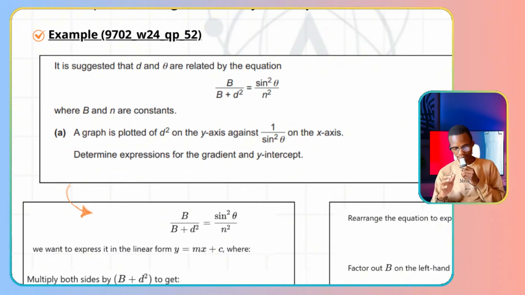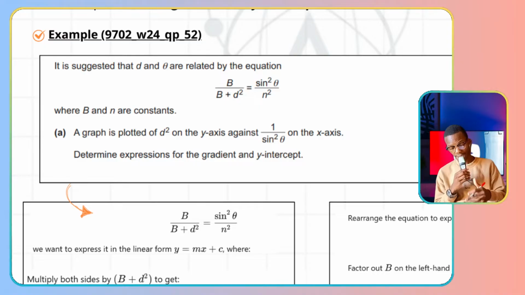It is suggested that d and theta are related by the equation b over b plus d squared is equivalent to sine squared theta over n squared. We're given b and n being constants, and the graph of d squared is plotted against 1 over sine squared theta. Determine expressions for the gradient and the y-intercept.